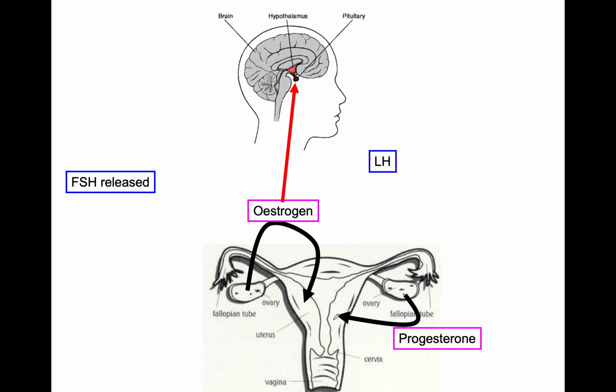When the corpus luteum breaks down, progesterone is no longer secreted. So the corpus luteum would break down if the secondary oocyte is not fertilized. At which stage there's no longer any inhibition of the LH. There's no longer inhibition of the FSH. Menstruation follows, and the cycle is repeated.